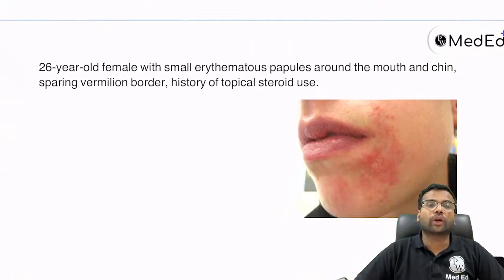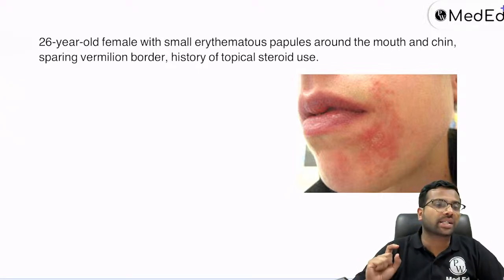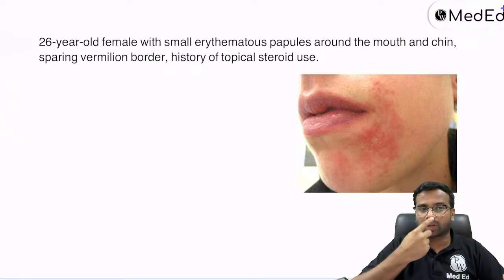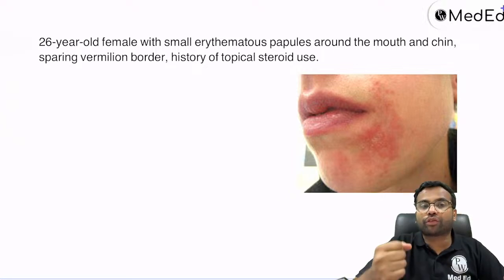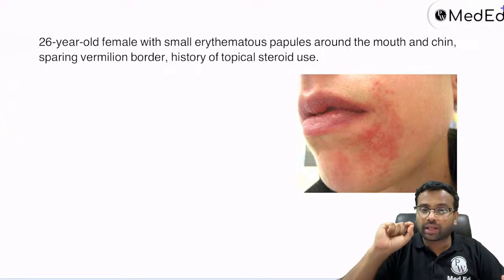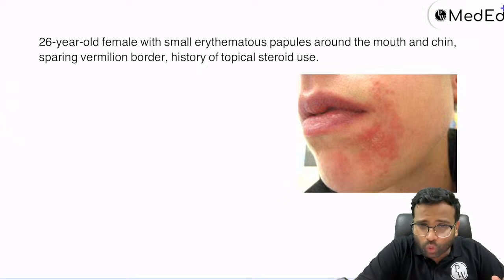Chalo. So now let's see another example. A 26-year-old female with a small erythematous papule around the mouth and the chin, sparing the vermilion border, and there is a history of topical steroid use. What is the answer going to be here? Anyone in the chat box, please.